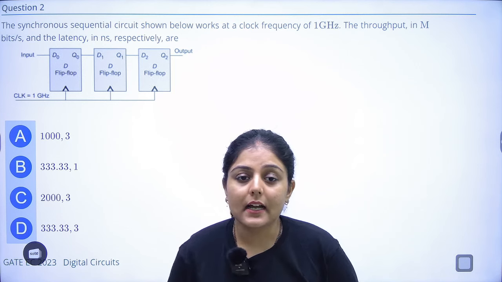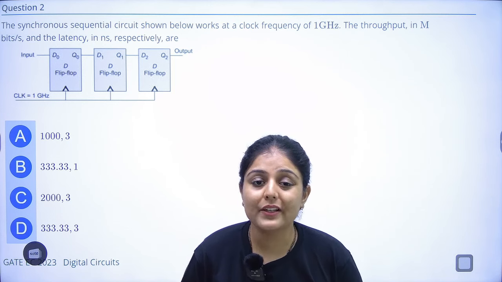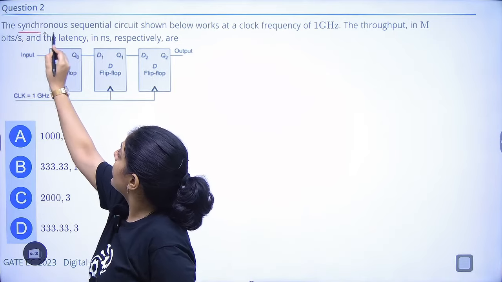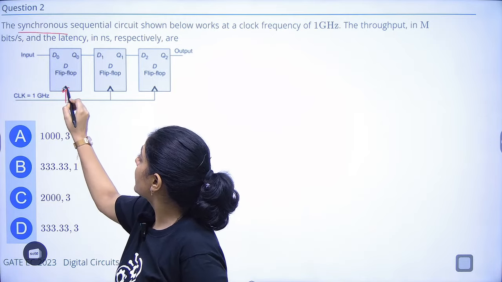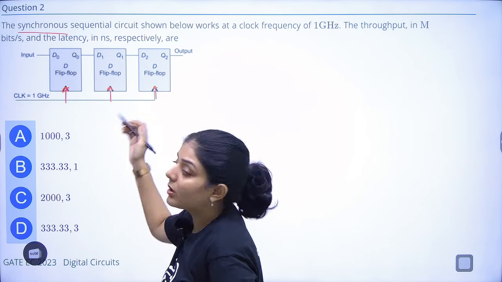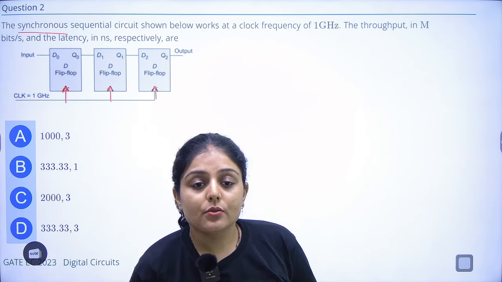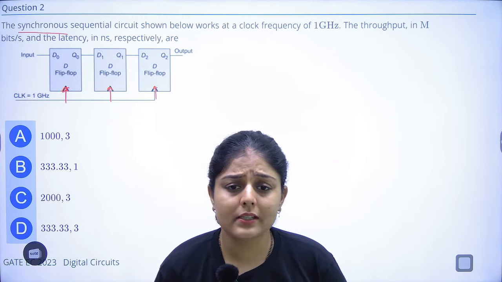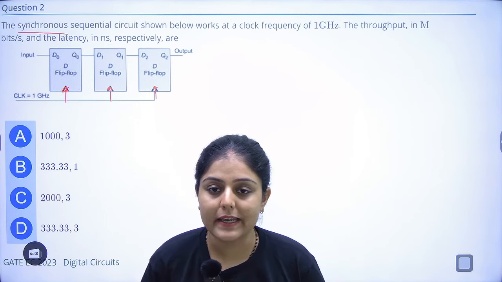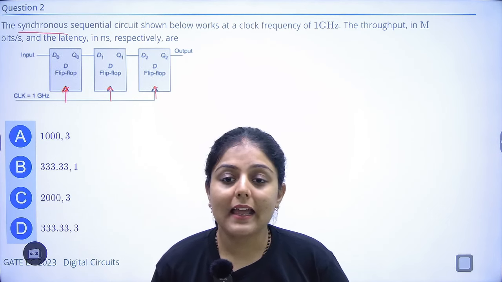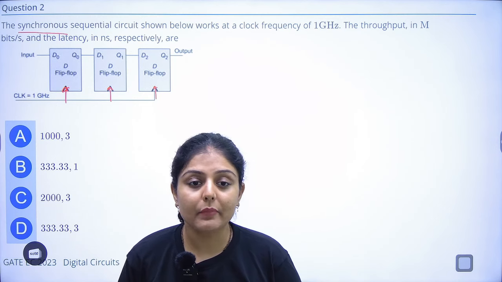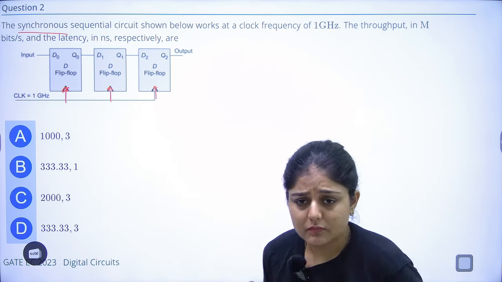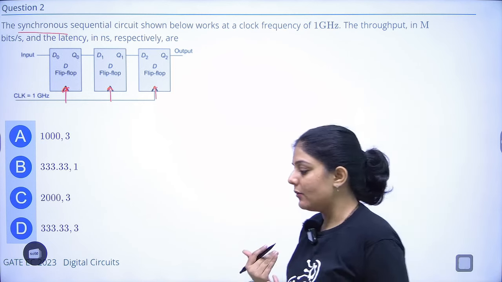The next question says there is a synchronous sequential circuit. The given circuit is synchronous because the same clock is given to all three flip-flops. The synchronous sequential circuit shown works at a clock frequency of 1 gigahertz. The throughput in Mbits per second and the latency in nanoseconds respectively are. So what is throughput and what is latency, we will see here.